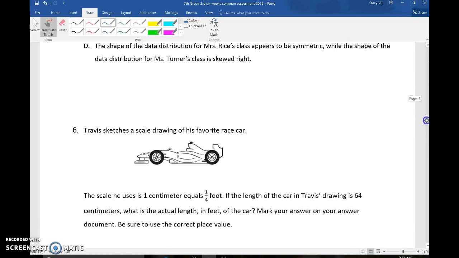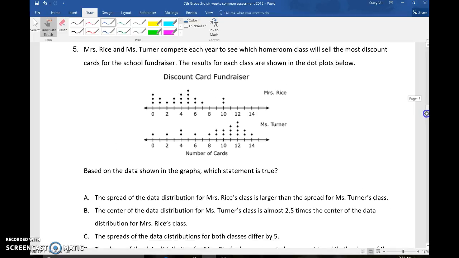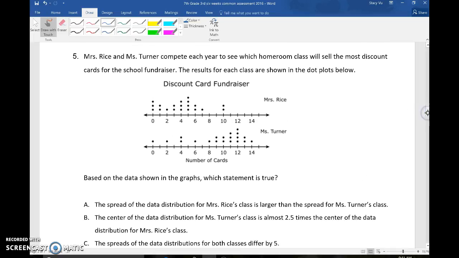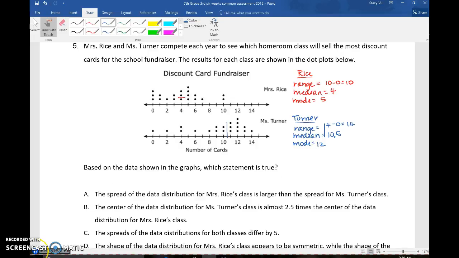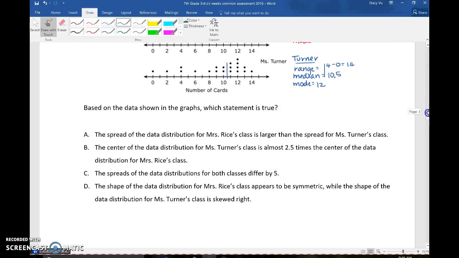Okay, so next problem is number 5. So on number 5, it's a dot plot. So what information do we need for a dot plot? We need our range, our median, and mode. So make sure that you have already figured those out for both of these for the problem. If not, go ahead and press pause and do so. Okay, so now that you've analyzed the dot plots, we're going to go ahead and look through A through D.